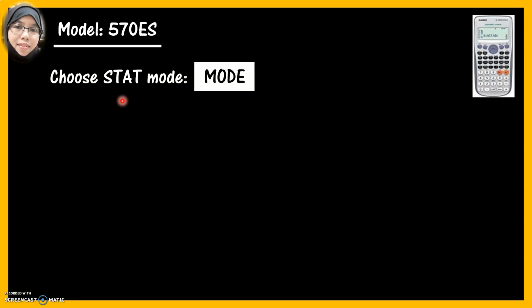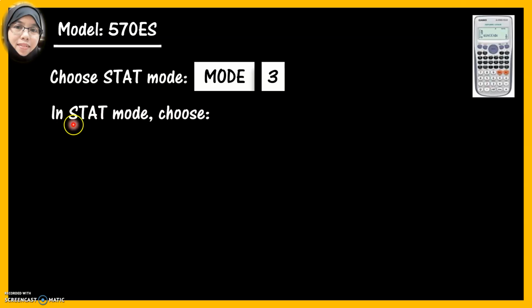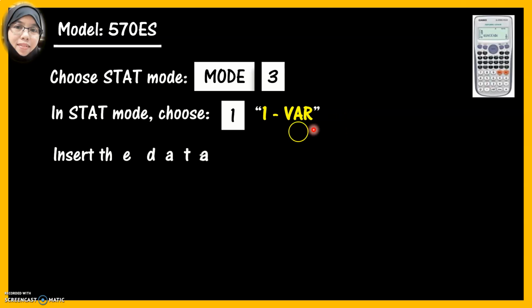Now let's look at another model, which is 570ES, given by this photo here. You could have 570ES model, the usual one, or 570ES plus model. What you need to do is to choose stat mode by pressing mode 3. So once you are in the stat mode, you can choose 1, which is 1-var. So now you are ready to insert your data.